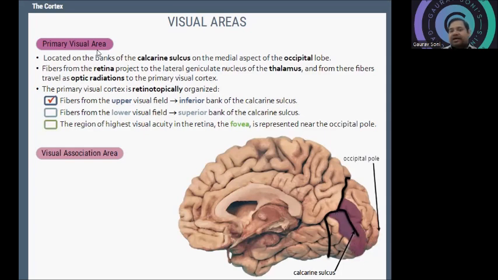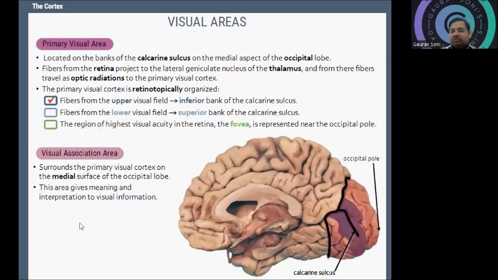So this was about the primary visual area, located at the banks of the calcarine sulcus in the medial aspect of the occipital lobe. The visual association area, the other parts in the occipital lobe, surrounds the primary visual cortex on the medial surface of the occipital lobe, as you can see by the color. This area gives meaning and interpretation to the visual information. Whatever we have seen, how to make out that meaning and how to interpret it, this work will be done by this association area.